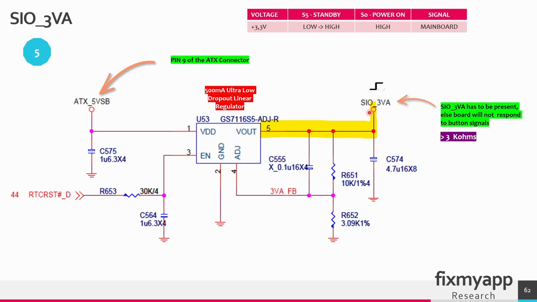Because when the motherboard is powered on, the Super I/O chip gets its power from the 3.3 volt power on rail instead of this rail. And that's why the letter A is in this voltage rail. A stands for auxiliary voltage or secondary supply.